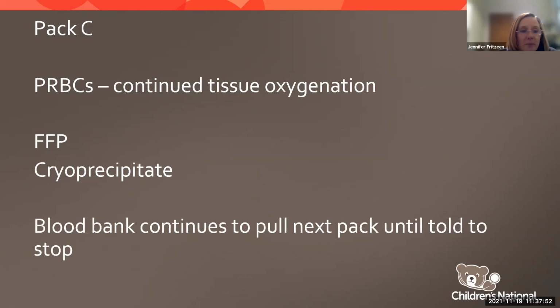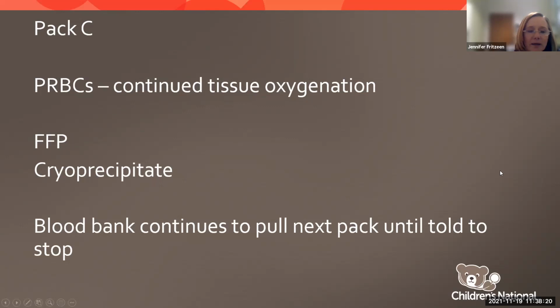Now, once you're using pack B, the blood bank is going to get ready making pack C for you. Pack C is pretty much the exact same thing as pack B, but instead of platelets, you're going to have cryo. And again, because I started with yellow on pack B, I start with yellow on pack C, and that's just my personal preference. It seems to make sense to me in order to keep that 1-to-1 ratio. But that's something that your team can discuss on a case-by-case basis.